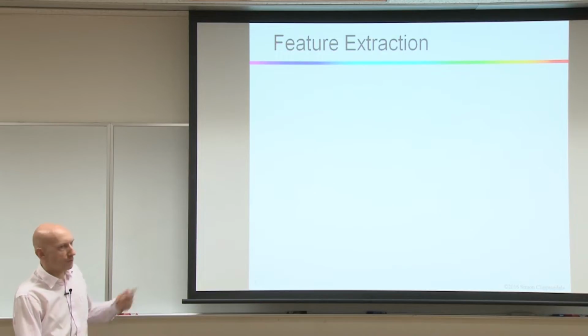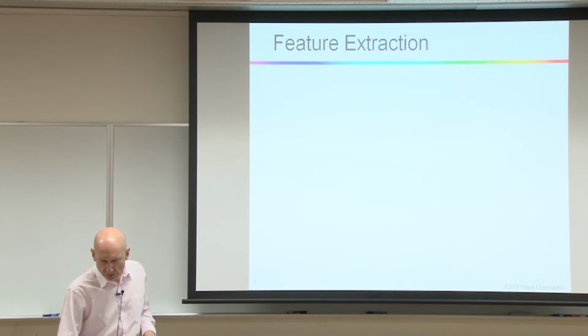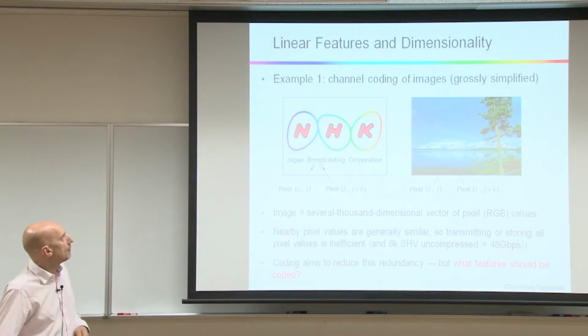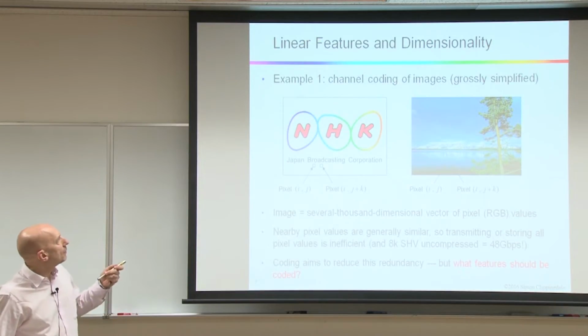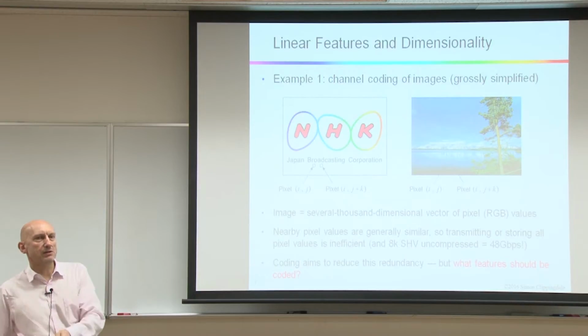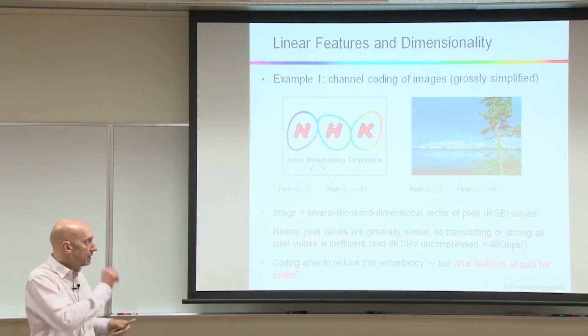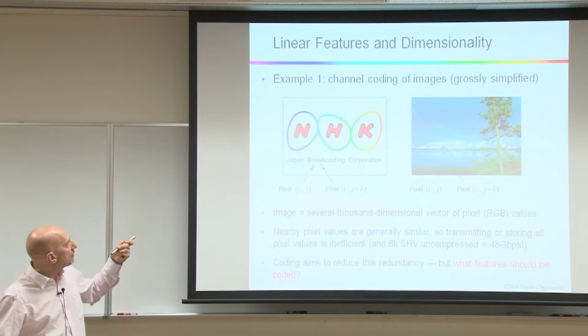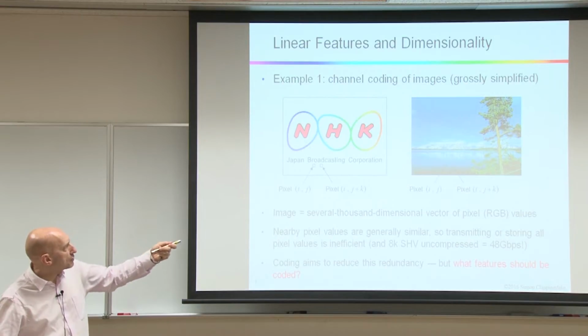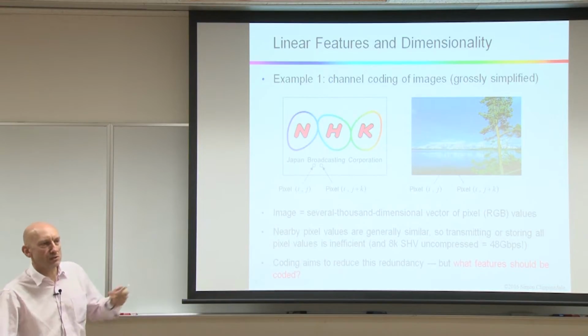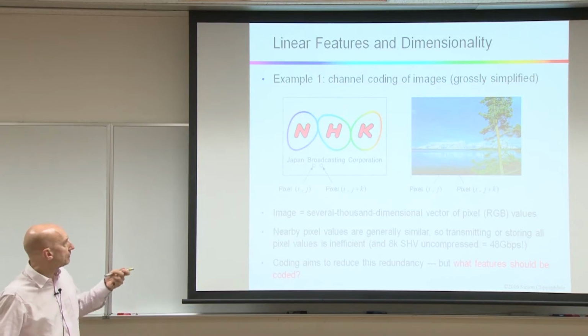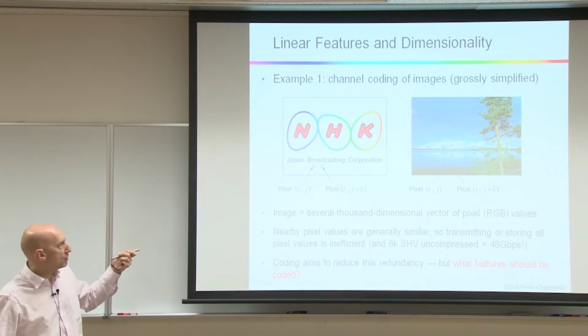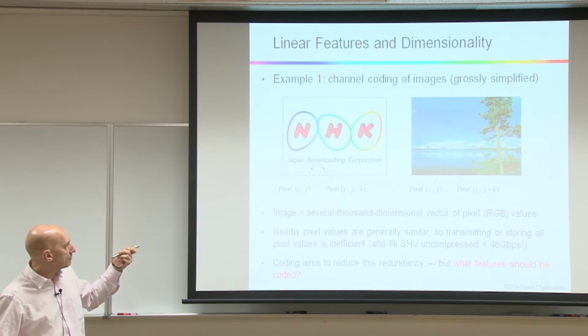So to have a look at the first main step in this process, which is feature extraction. I'm going to start with an example, which is channel coding of images. So you want to send an image from place A to place B, or you want to store it on disk or something. So here's a synthetic image, and here's a natural image. And images, as you know, are made up of lots of pixels. And here's the pixel in row I and column J, and here's another one just a bit further along on the same row, K pixels further along.